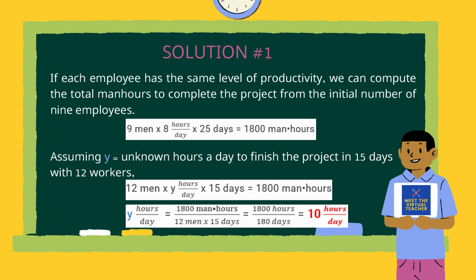Rearranging, we will have y hours per day is equal to 1,800 man hours divided by 12 men times 15 days, which is equal to 1,800 hours per 180 days, or is equal to 10 hours per day. Therefore, the men should work 10 hours per day in 15 days to complete the job.